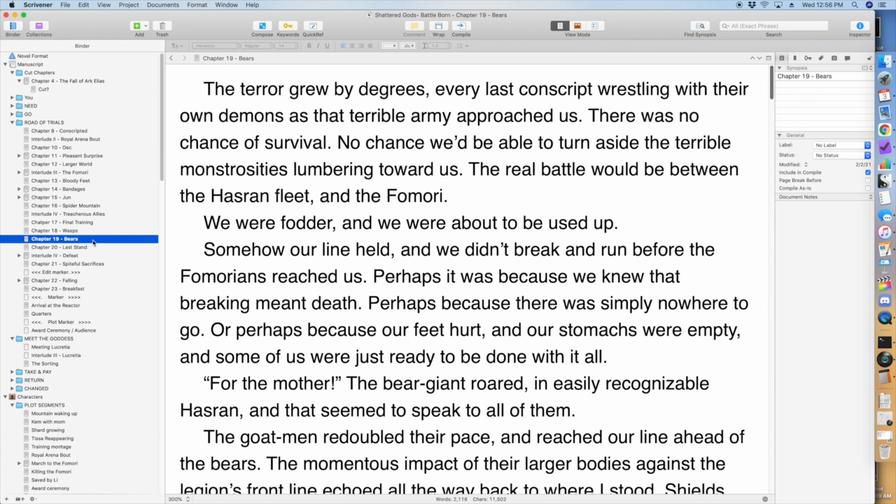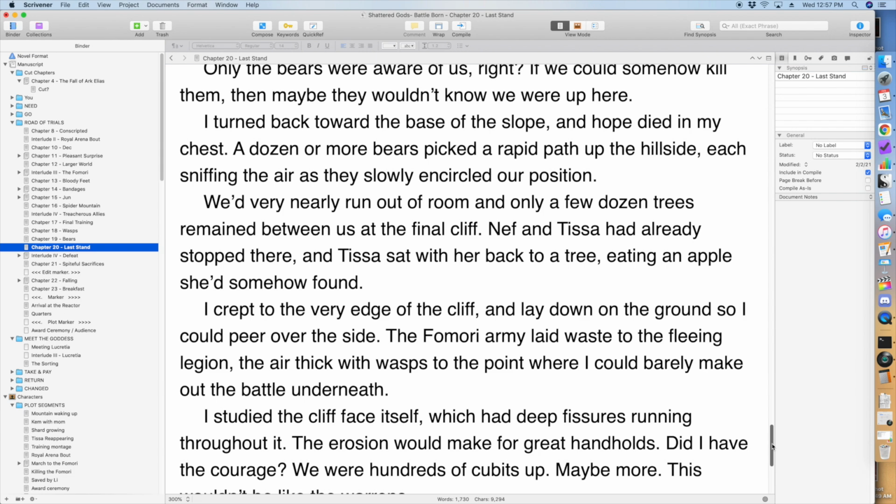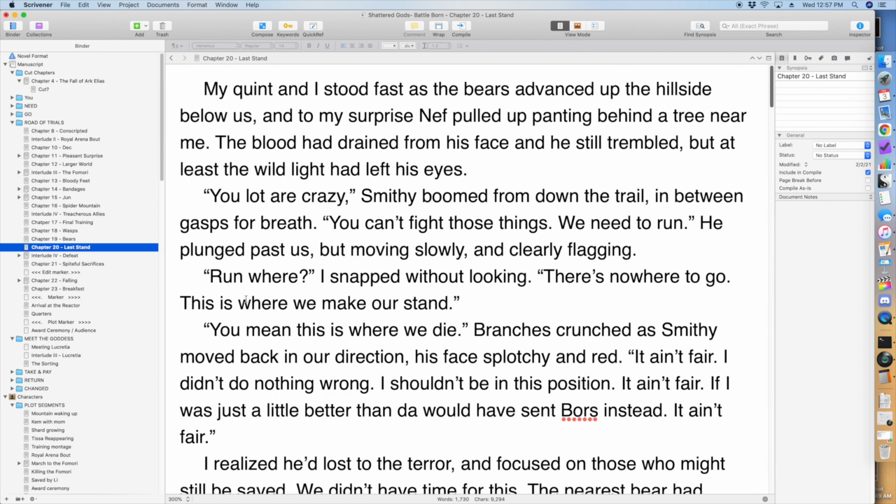Now they're being attacked. Now Zal is in the back of this Legion, and so he's seeing what's happening, but he doesn't actually have to fight it himself yet. Now we've got our last stand. He's run, he and his friends. Now they're going up that cliff and trying to hide themselves as best they can so that they can survive.